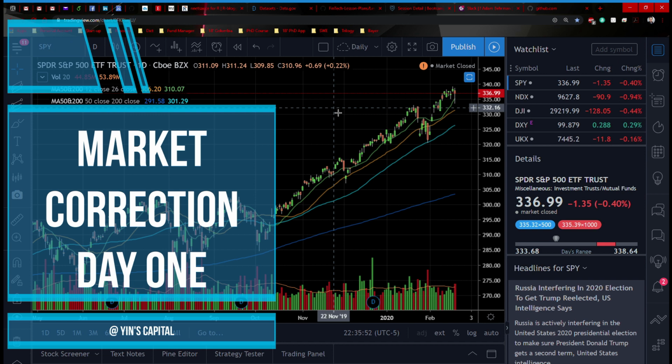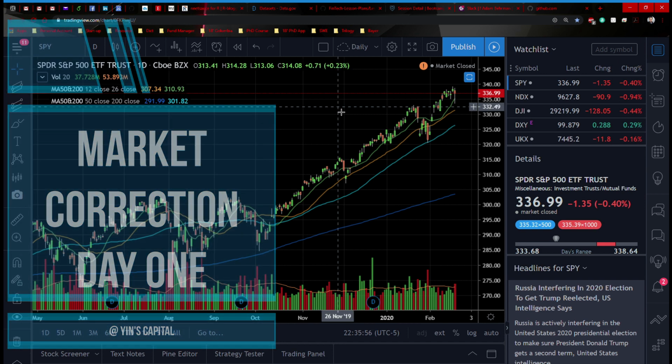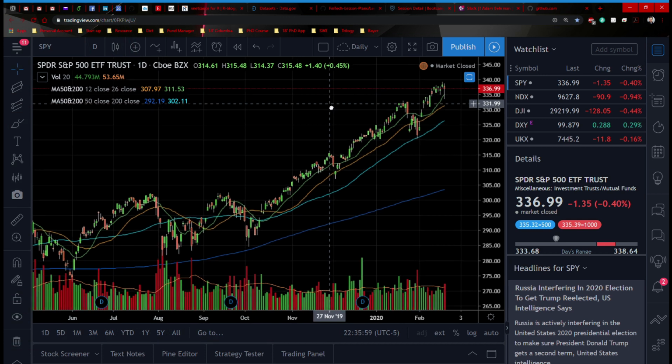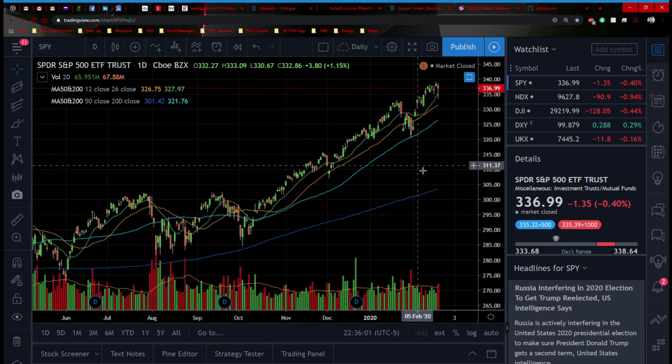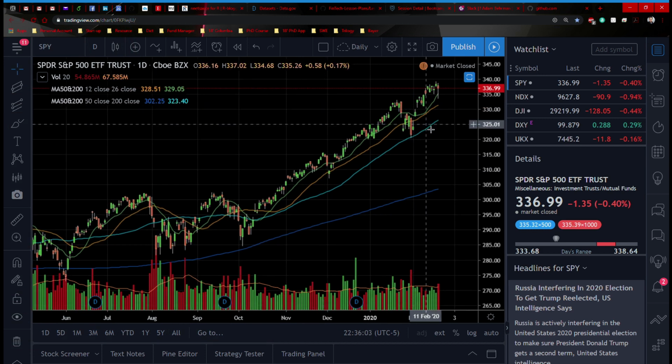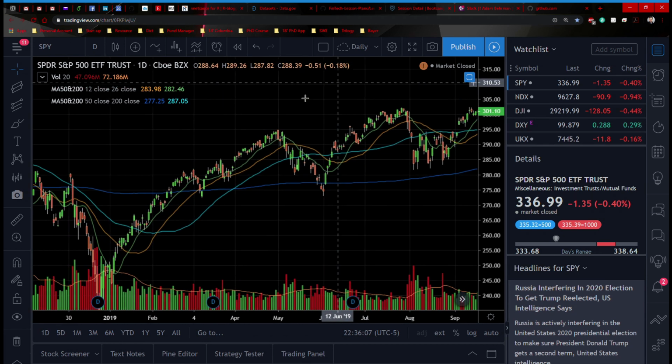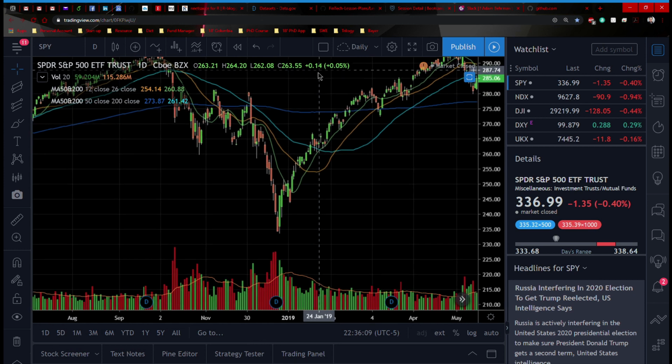We got quite a lot of volatility in the market today, so let's take a look at the chart and see what's going on. This is a chart of S&P 500. Here I have four moving averages: 12-day, 26-day, 50-day, and 200-day. Let's start all the way here.